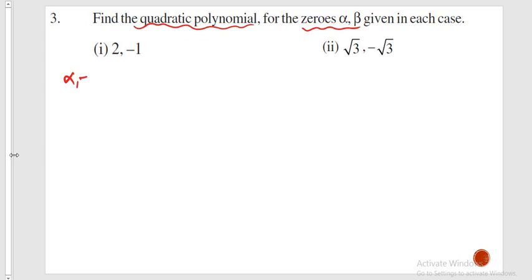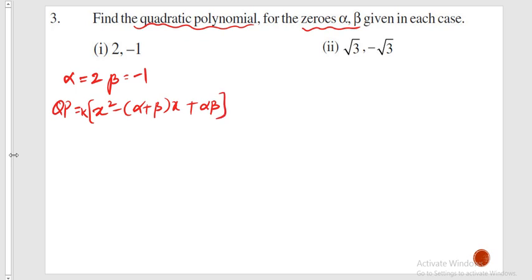So here the zeros are given: alpha is equal to 2, beta is equal to minus 1. Whenever the zeros are separately mentioned, you need to take it in this particular way. We already know the formula for the quadratic polynomial is given by k times of x square minus of alpha plus beta into x plus alpha beta.